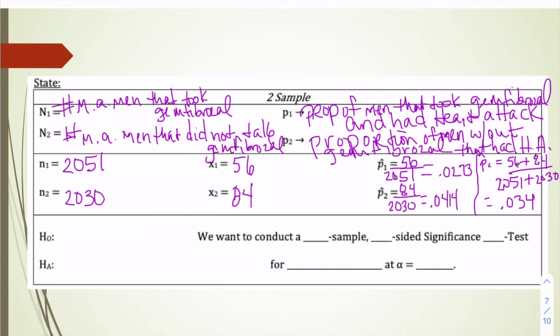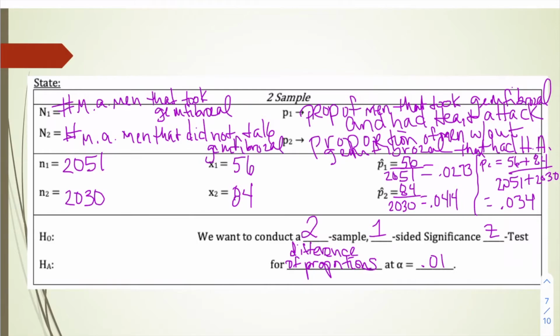So we're going to conduct a two-sample, one-sided significance test. It's a Z test for proportions, specifically a difference of proportions, because it's a difference of two proportions. And the alpha level this time was given to us in the problem. It's 0.01.